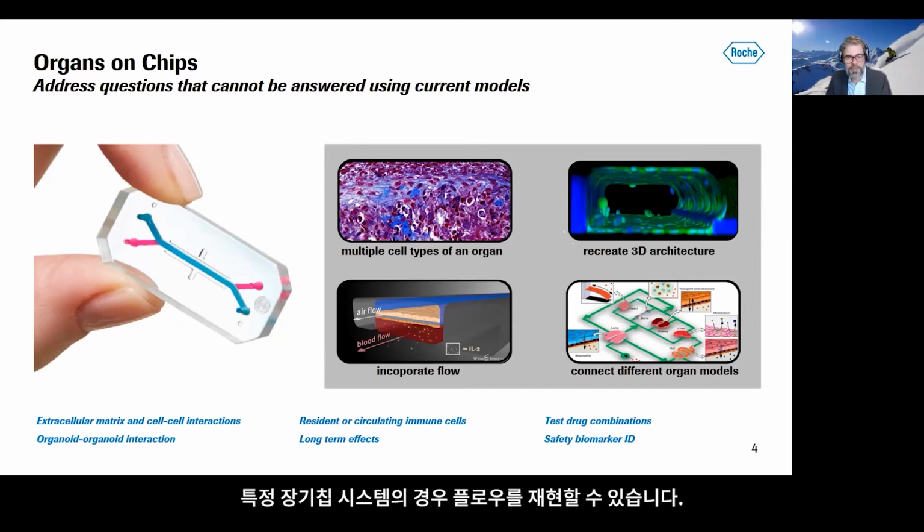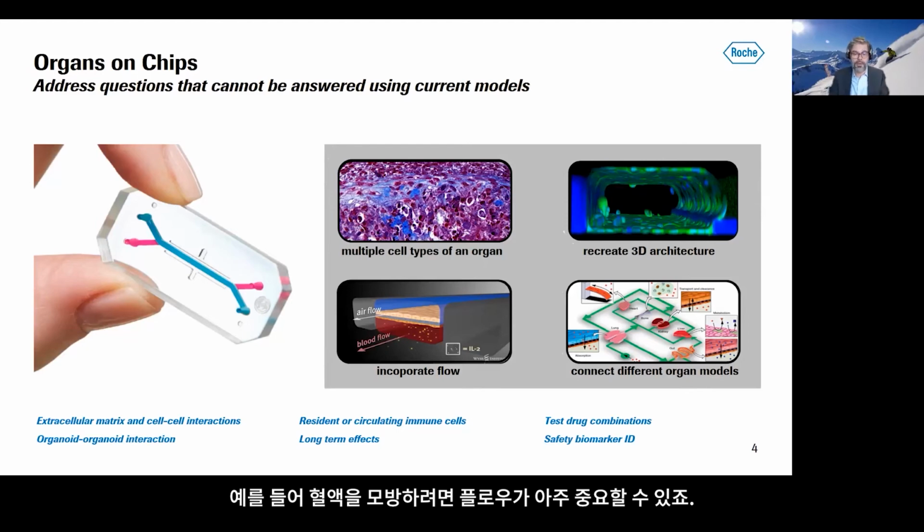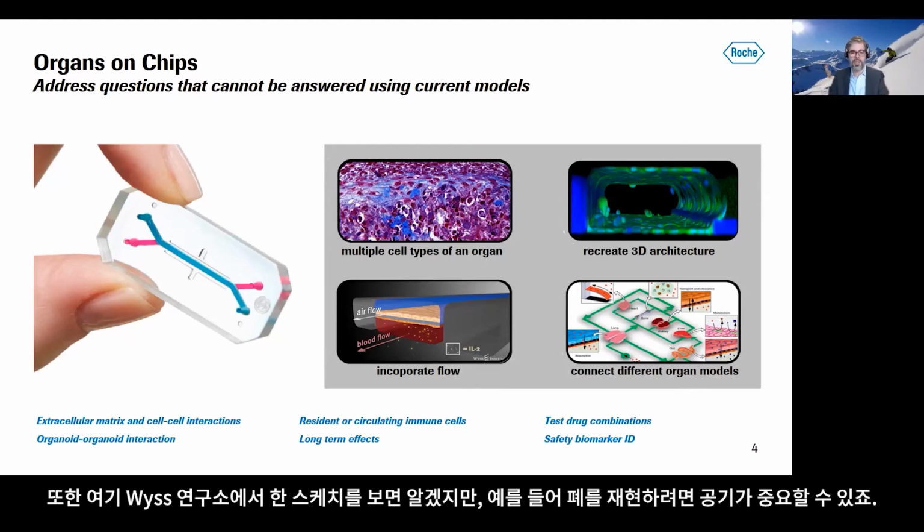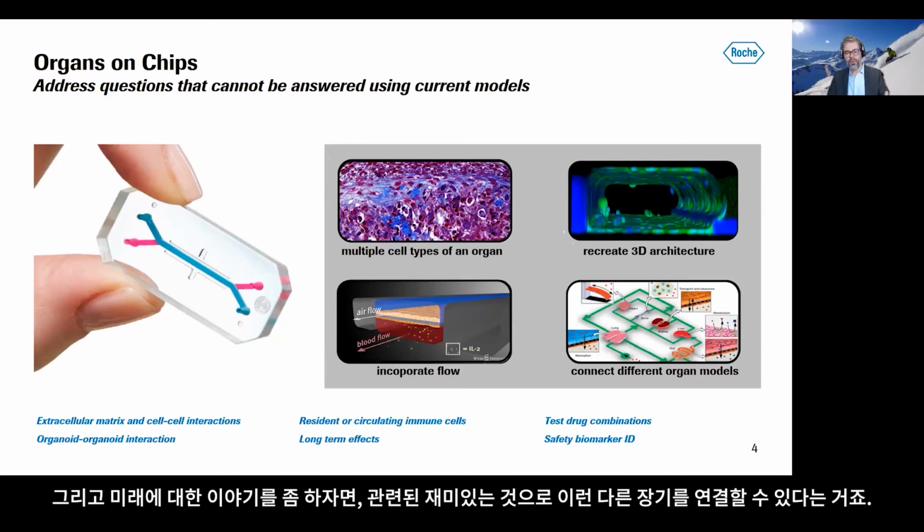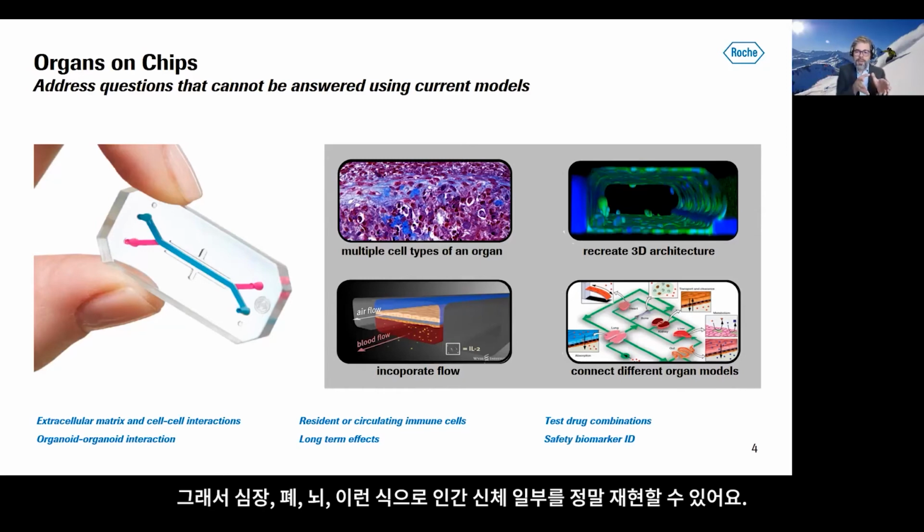There are certain organ chip systems where it's possible to incorporate flow. Flow can be very important if you want to mimic blood, for example, but also, as you can see here in the sketch from the Wyss Institute, air can be important if you're aiming to recapitulate a lung. And maybe a bit more for the future, what is also interesting and relevant is you can start connecting these different organs so that you have maybe your little heart, your little lung, your little brain, and you can really recapitulate aspects of human physiology.